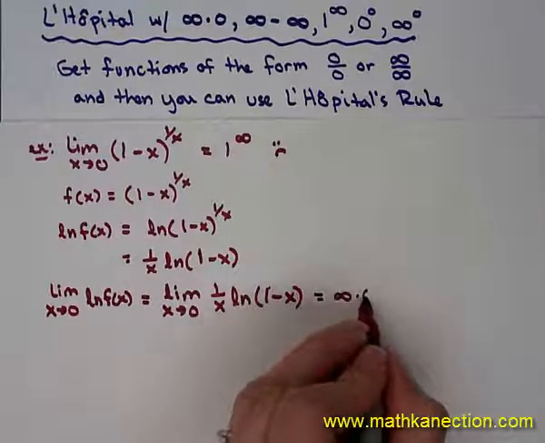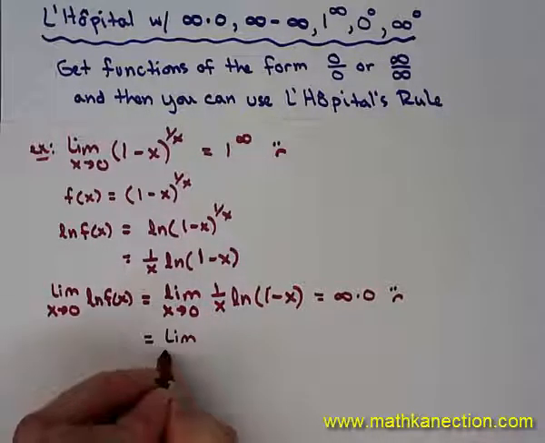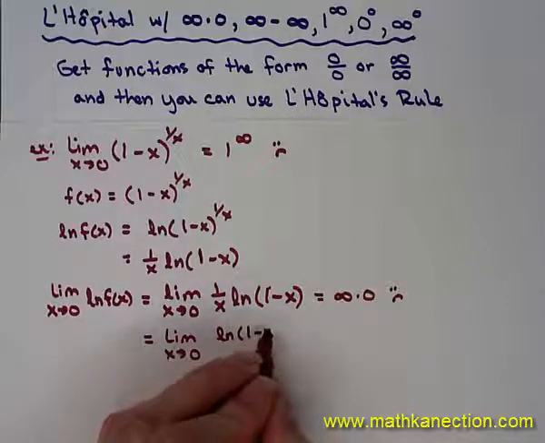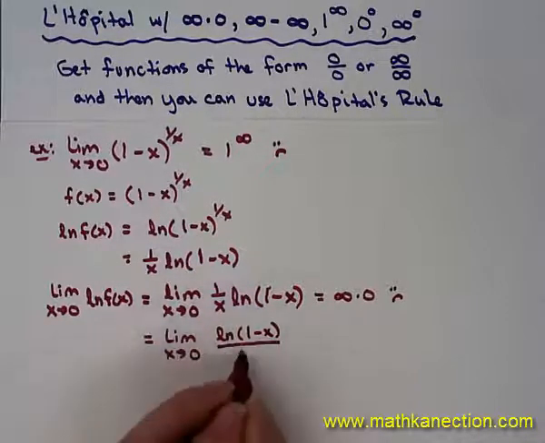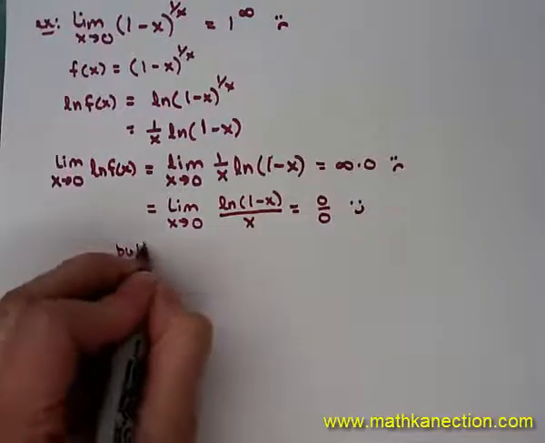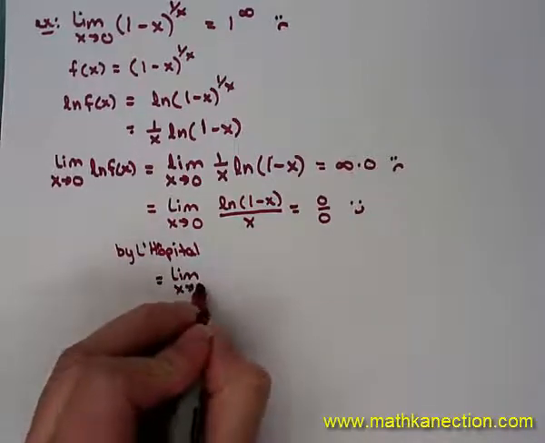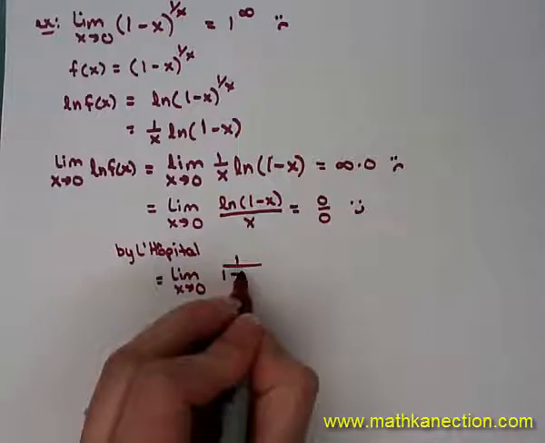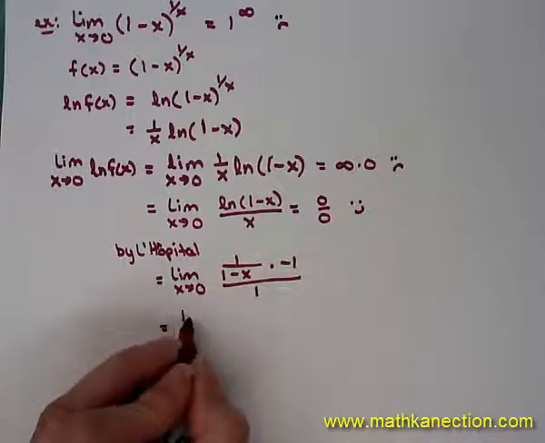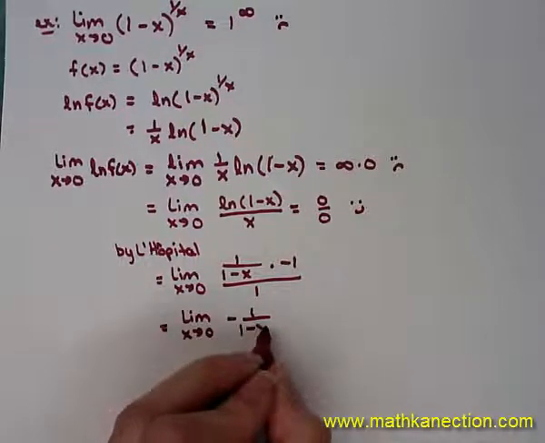Which is infinity times 0, which again is an indeterminate form. So just transforming the equation to read the limit as x approaches 0 of the natural log of 1 minus x over x, which is then 0 over 0. So then L'Hopital's rule can apply. So we have the limit as x approaches 0 of the derivative, which is 1 over 1 minus x times the negative 1, and the derivative of x, which is 1. So the limit as x approaches 0 of negative 1 over 1 minus x, which is negative 1.